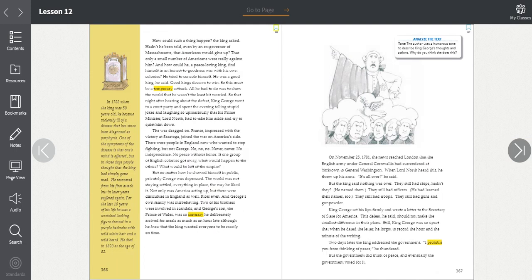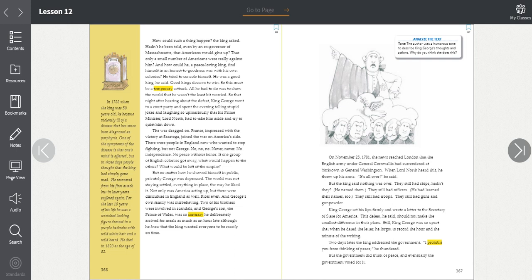In 1788, when the king was 50 years old, he became violently ill of a disease that has since been diagnosed as porphyria. One of the symptoms of the disease is that one's mind is affected, but in those days people thought that the king had simply gone mad. He recovered from his first attack, but in later years suffered again. For the last 10 years of his life, he was a wretched-looking figure dressed in a purple bathrobe with wild white hair and a wild beard. He died in 1820 at the age of 82.